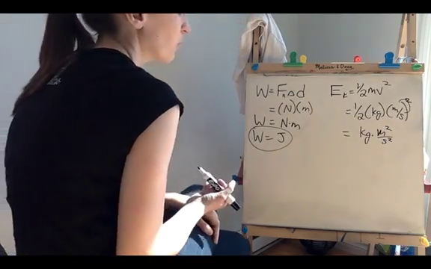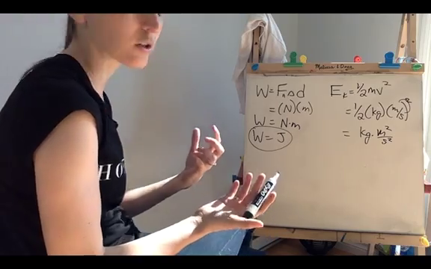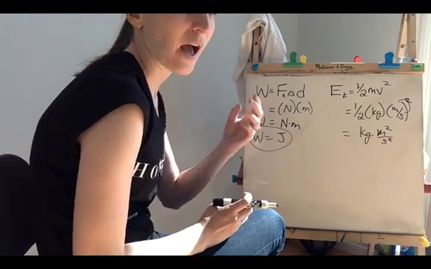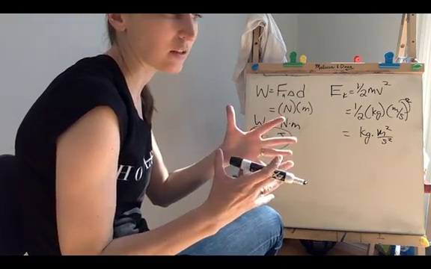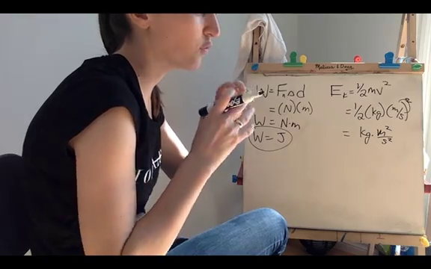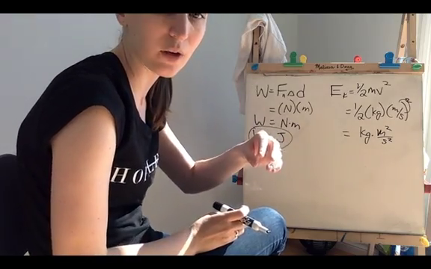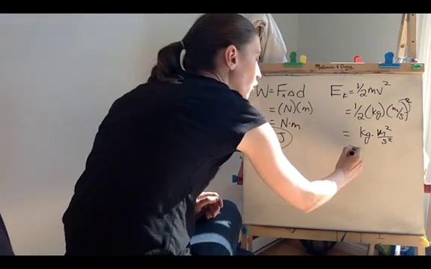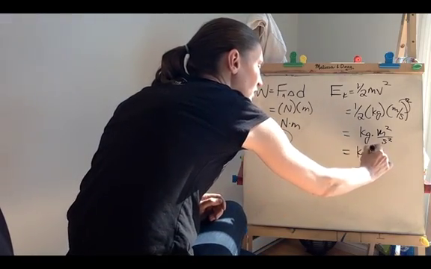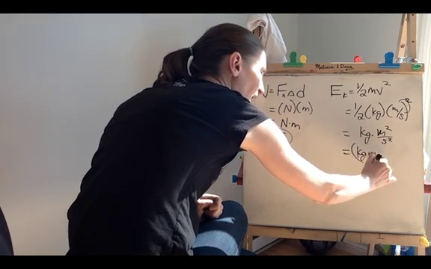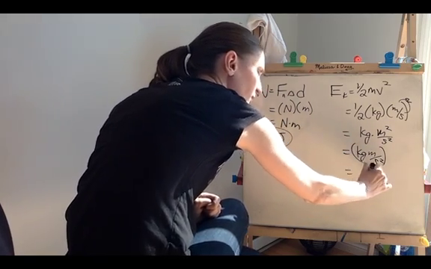Now remember, when we first started our unit on force, the unit for force was a newton. A newton was defined as the force it would take to accelerate 1 kilogram at 1 meter per second squared. So a kilogram times meters per second squared, that in and of itself is a newton.